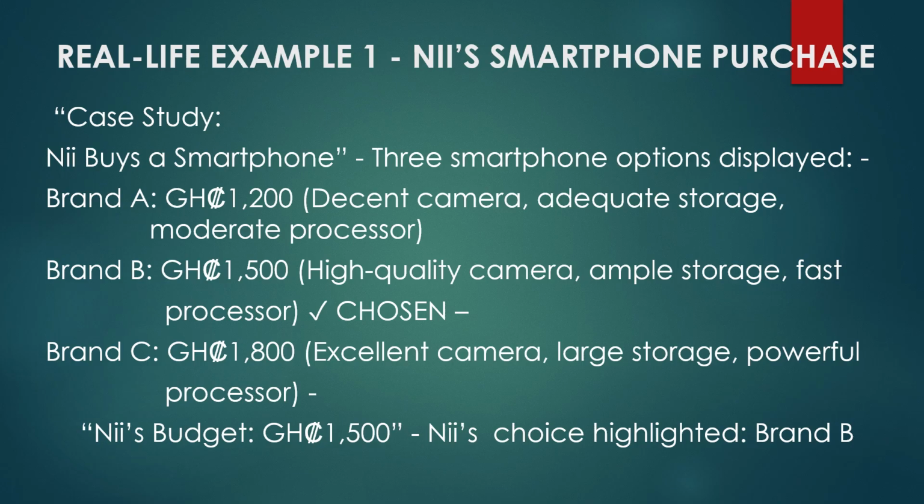Notice what Ni did here. He made a trade-off. By choosing brand B, he gained the features he wanted, but he gave up the extra premium features of brand C. He also gave up the cost saving of brand A, but he gained better features.